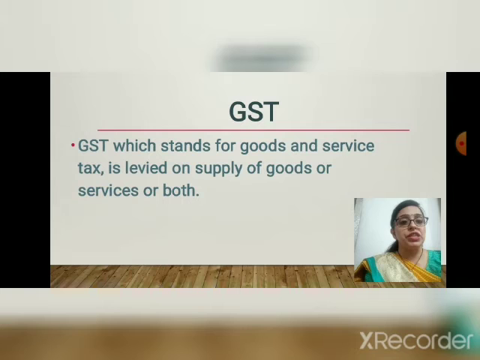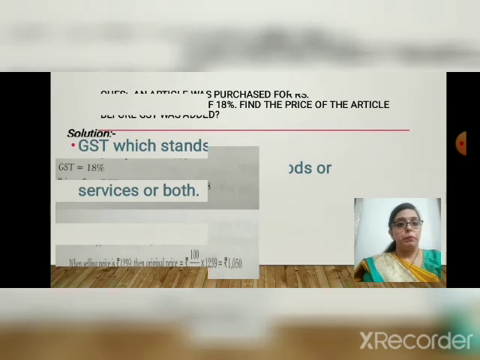Next is GST. GST, Goods and Services Tax. What is the full form of this? Goods and Services Tax is levied on the supply of goods and services both. We are taking the services or supply of goods, and that's why they are charging the tax. That tax is called GST.